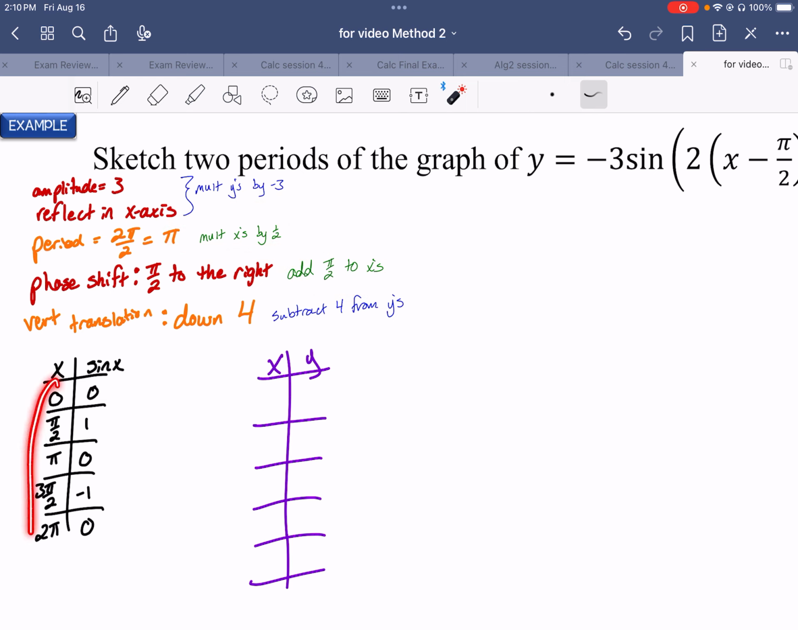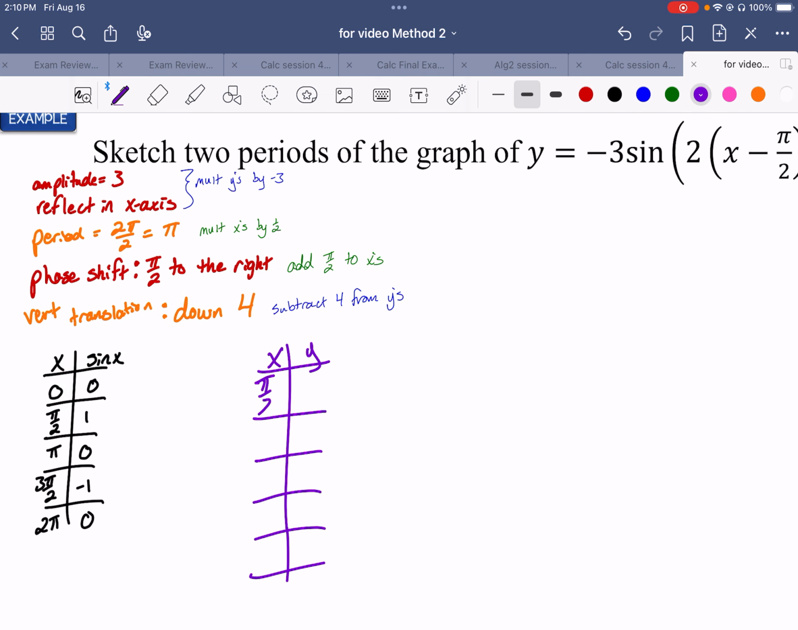So we're going to take each one of these x's from the parent graph and we're going to do those 2 transformations. So I'm going to take 0, I'm going to multiply by 1/2, and I'm going to add pi over 2, and that's going to give me pi over 2.